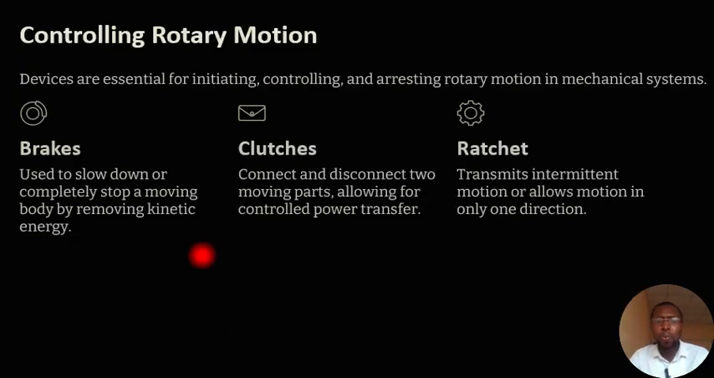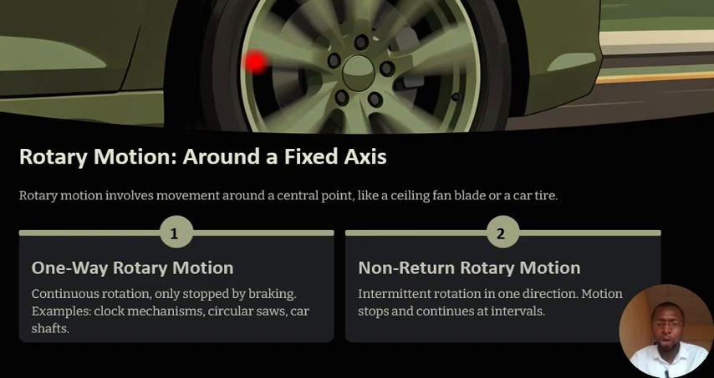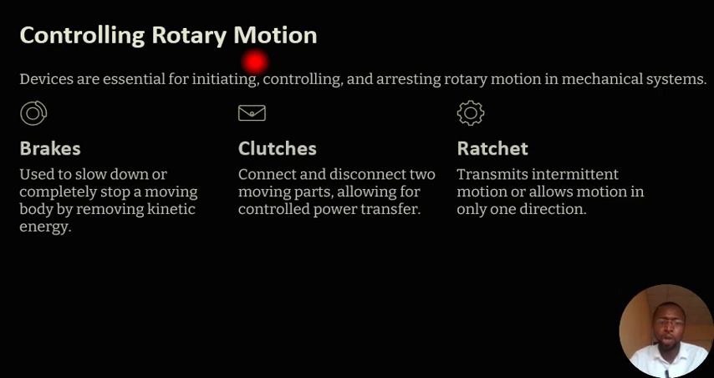So how do we control rotary motion? We have mentioned that there are two types of rotary motion. Whether it is the one-way rotary motion or the non-return rotary motion, we need to control this motion, and there are devices that can do that. The first one is called the brakes. The brakes perform the same function wherever they are applied.